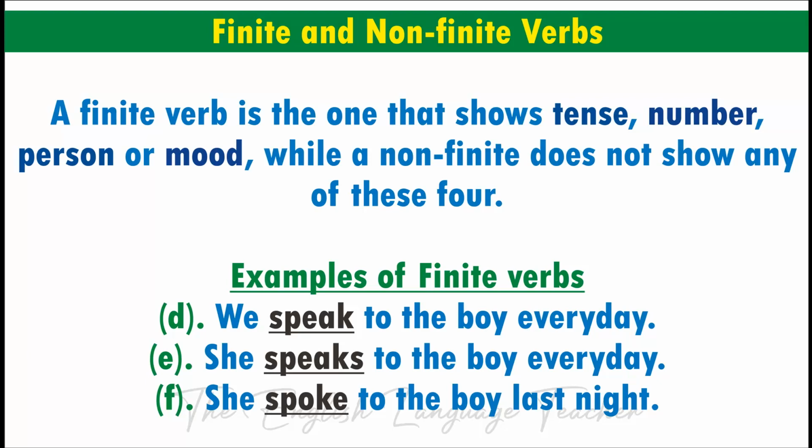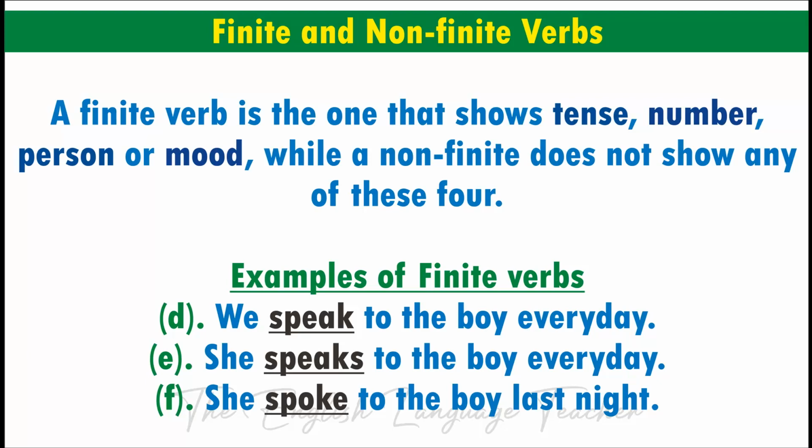Sentence D. We speak to the boy every day. Speak as used in sentence D is a finite verb. First, it shows present tense. It shows simple present tense. 2, it agrees with the subject, plural. It shows plurality because the subject we is a plural pronoun. Of course, the verb speak is also plural. So it shows plurality, that is number, and it also shows tense, present tense.